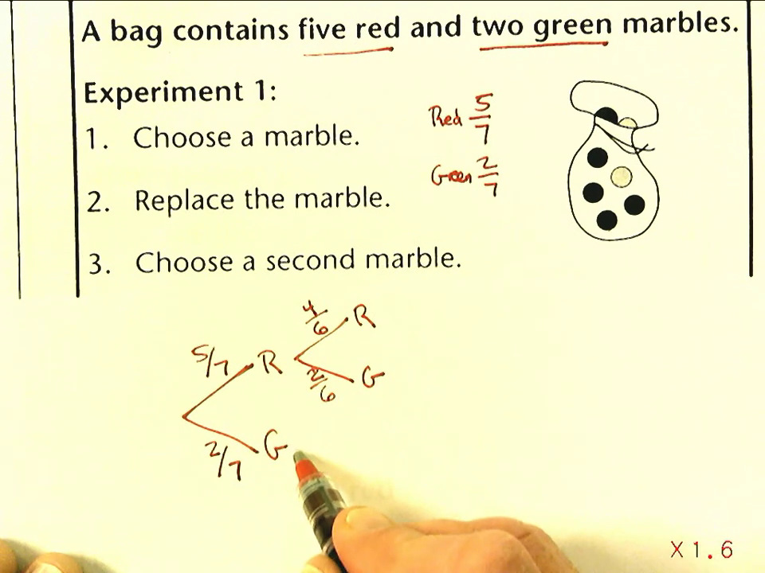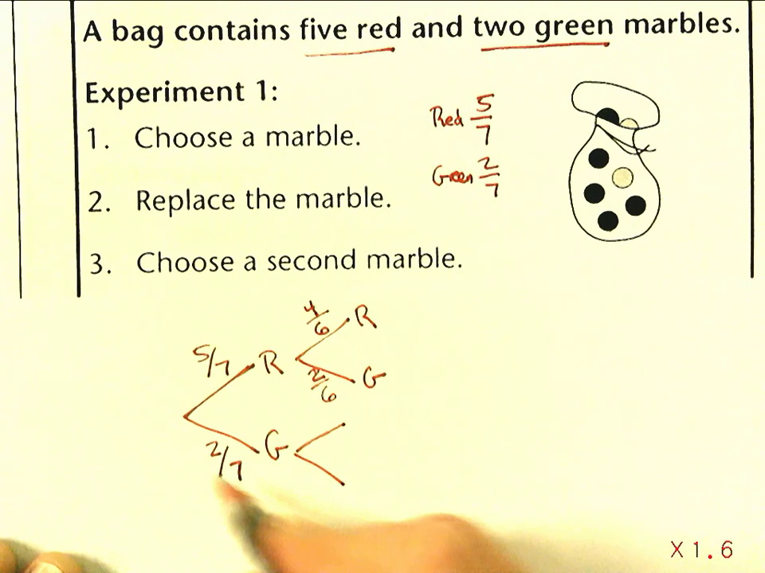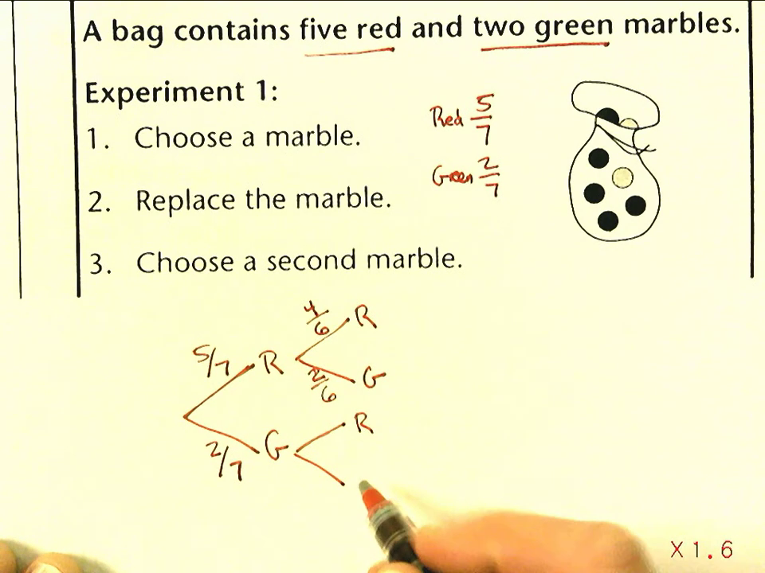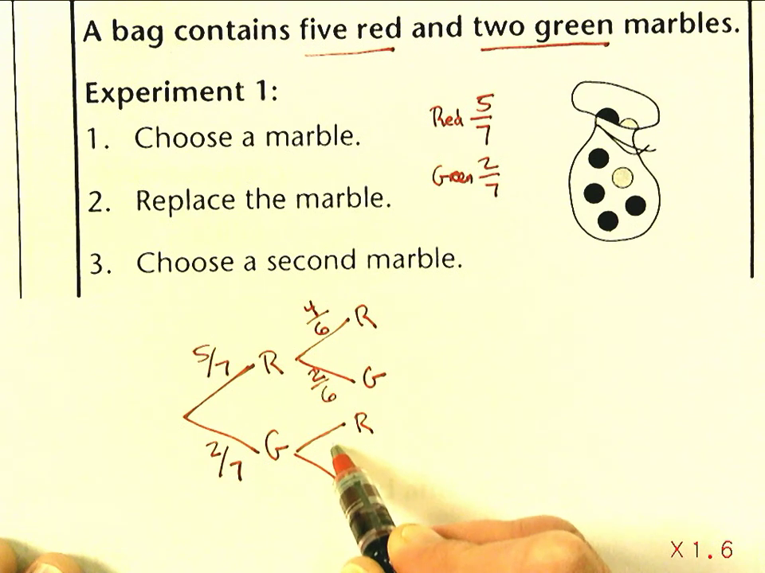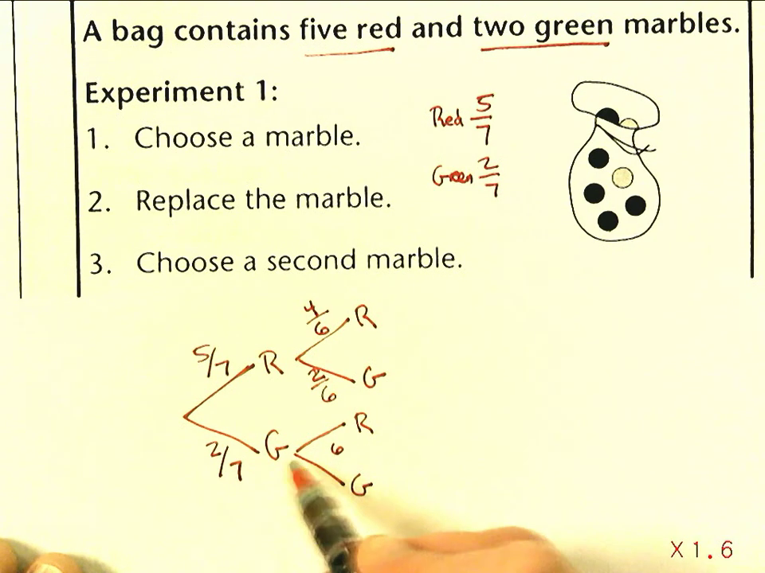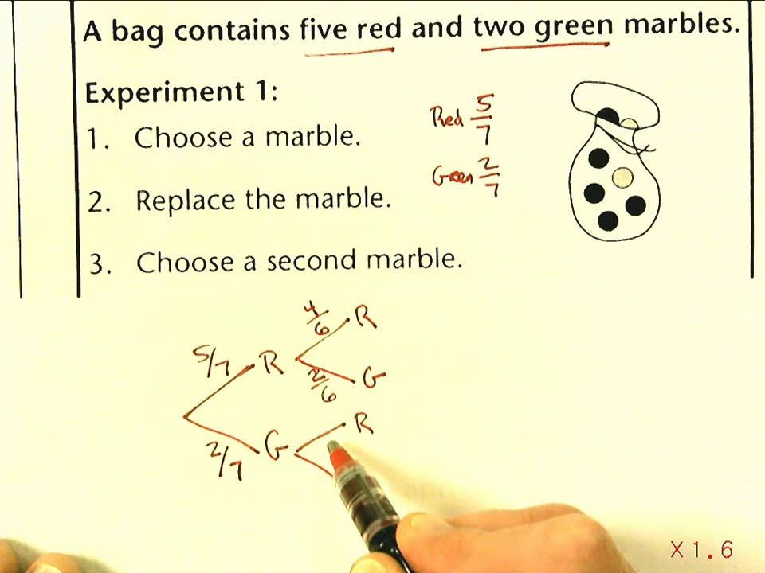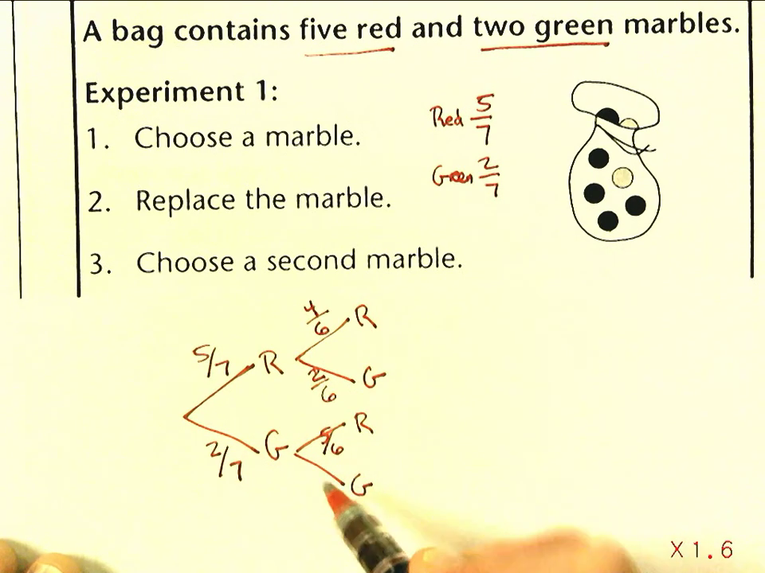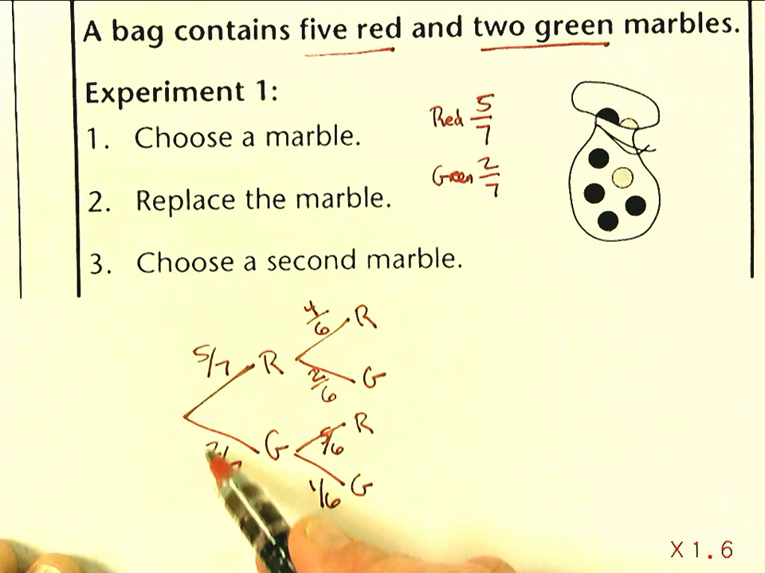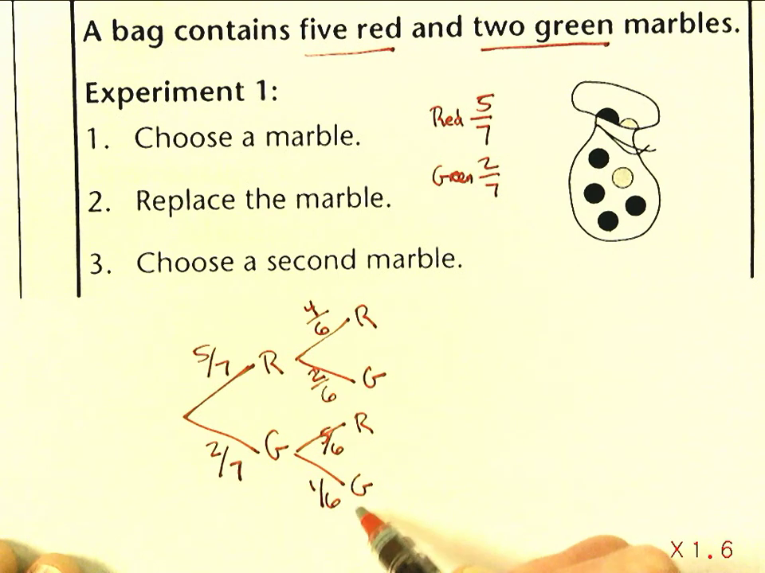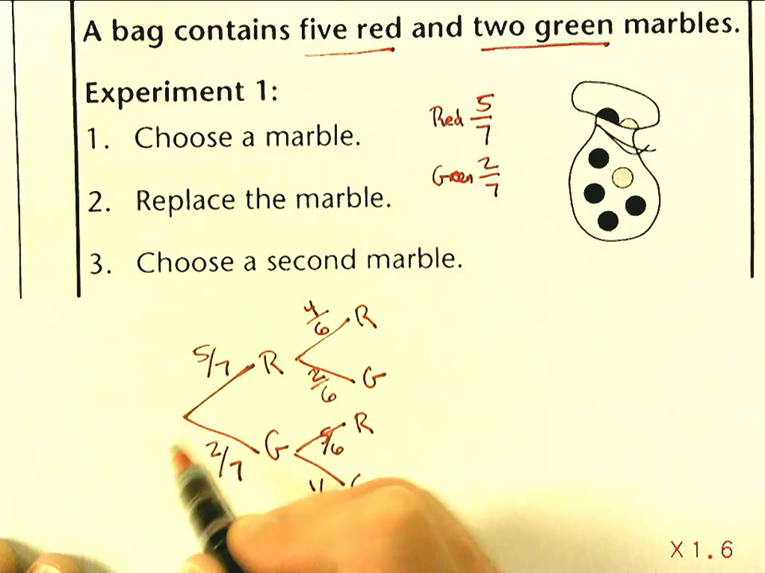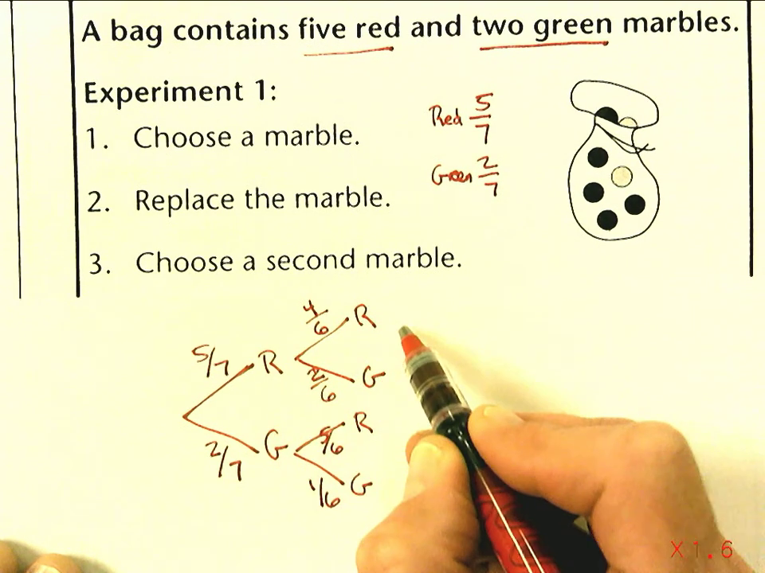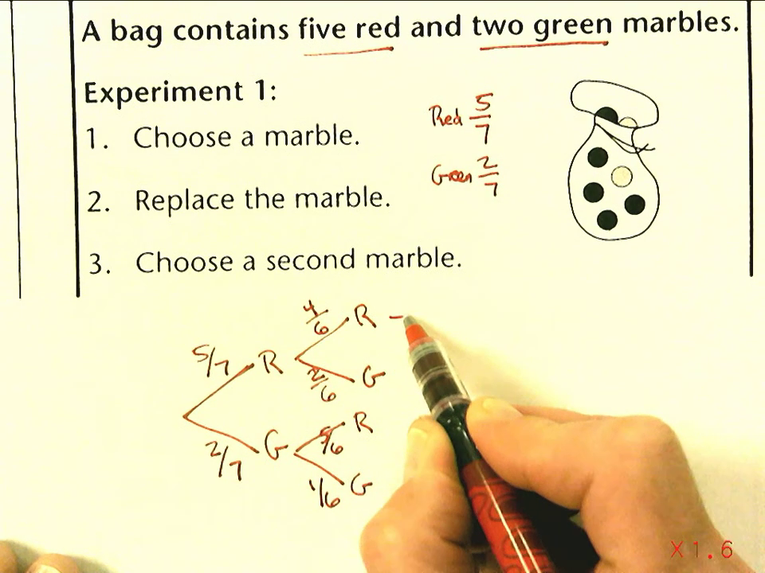And then on this branch, if we'd taken a green one out first, now there's one less green marble in the bag. So again, there's only 6 in the bag on this draw. Now if we drew a green one, then all of the red ones are still there. So there's 5 out of 6 that are red, and there's one less green, 1 out of 6 that's green, because we took away one of the green ones in this branch. So you have to really look at each branch and see what you have happening in each situation.